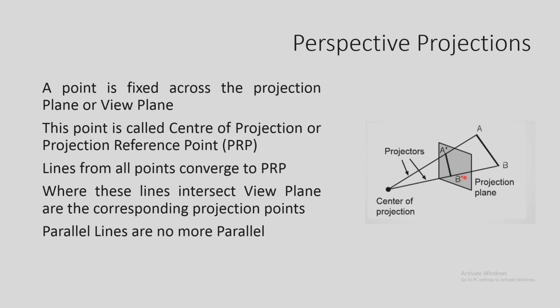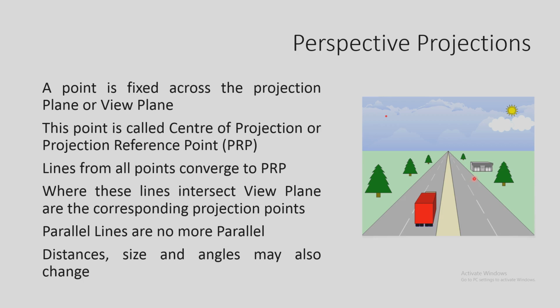So in such kind of projections, actually parallel lines are no more parallel now. They may appear non-parallel, and the distances also may be shortened or elongated. So distance also changes, size changes, and angles may also change. A live example of this projection is this. So this is a straight road, parallel road depicted through perspective projection, but these parallel roads appear to be non-parallel. That's what we were saying.